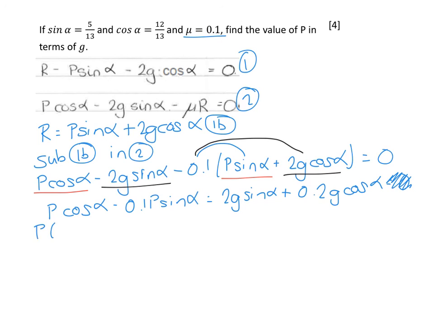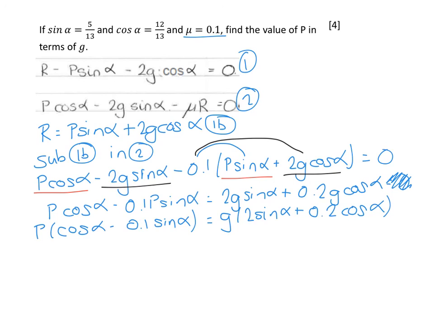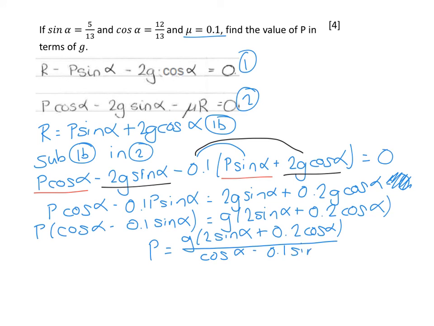So factorising out the p, we can have cos alpha minus 0.1 sine alpha. And as we're going to leave it in terms of g, it's going to be useful to bring out that factor of g now. So 2 sine alpha plus 0.2 cos alpha. We've very nearly got the p by itself. To do that, we've got to divide by everything in the large bracket. So p is going to be equal to g lots of 2 sine alpha plus 0.2 cos alpha. And we're going to divide all of that by that large bracket cos alpha minus 0.1 sine alpha.